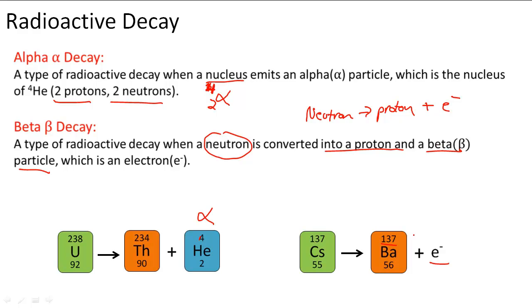Be very careful to understand that you're adding a proton. This is also going to change, like alpha decay did, the identity of the atom. So the atom now becomes something else. Uranium becomes Th and He, and Cs becomes Ba, but here, because of the beta decay, it's actually going to gain a proton instead of lose them.